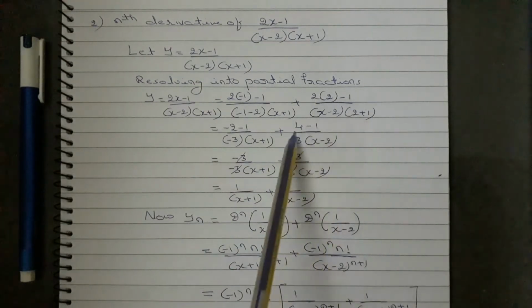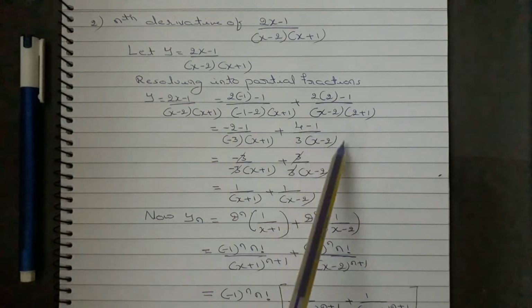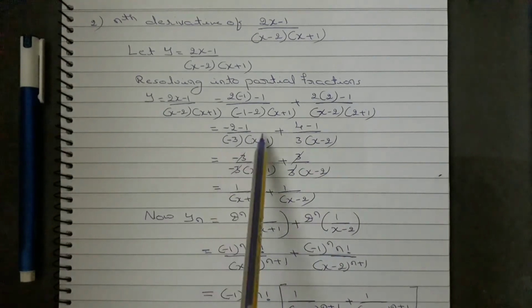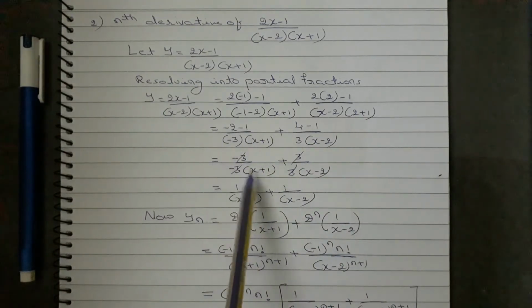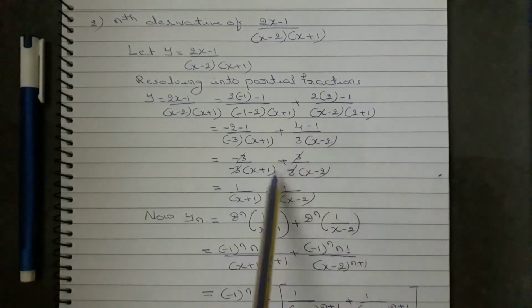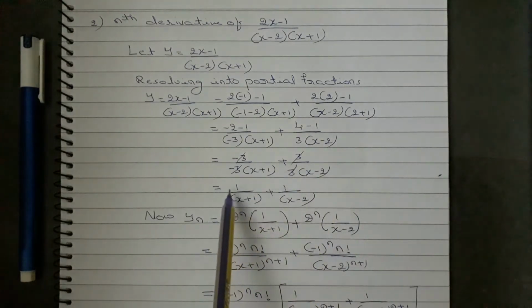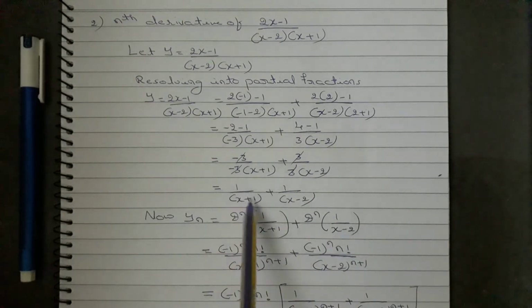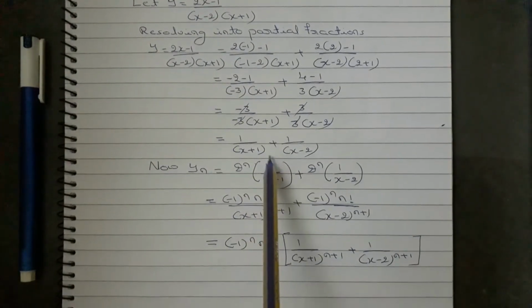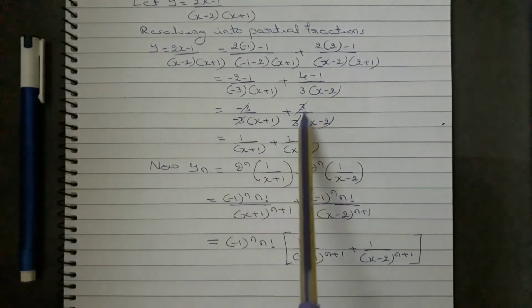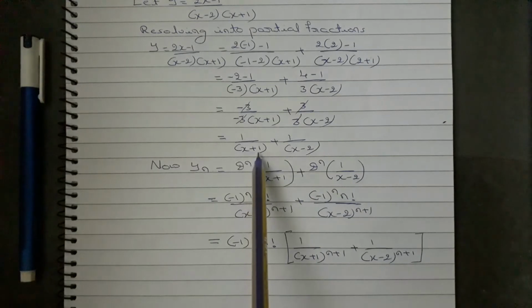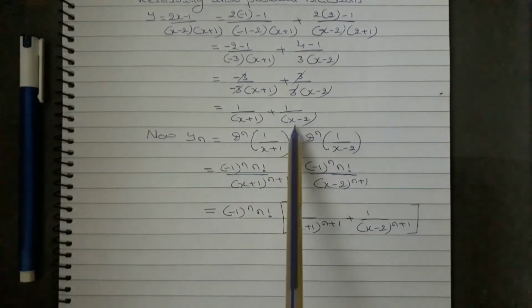4 minus 1 divided by 2 plus 1 is 3 into (x minus 2). So here minus 2 minus 1 is minus 3 divided by minus 3 into (x plus 1). So this is 3 divided by 3 into (x minus 2). So this is 1 divided by x plus 1, and minus 3 will get cancelled, 3 will get cancelled, and the remaining is 1 divided by (x plus 1) plus 1 divided by (x minus 2).